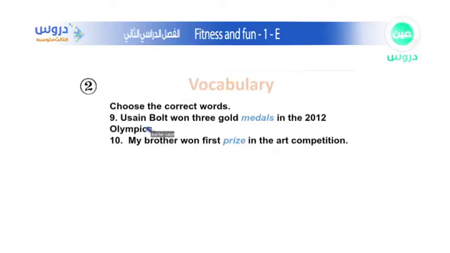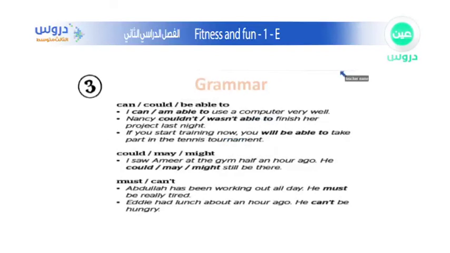Choose the correct word. Usain Bolt won 3 gold medals in the 2012 Olympics. My brother won first prize in the art competition. So you have answered them correctly.